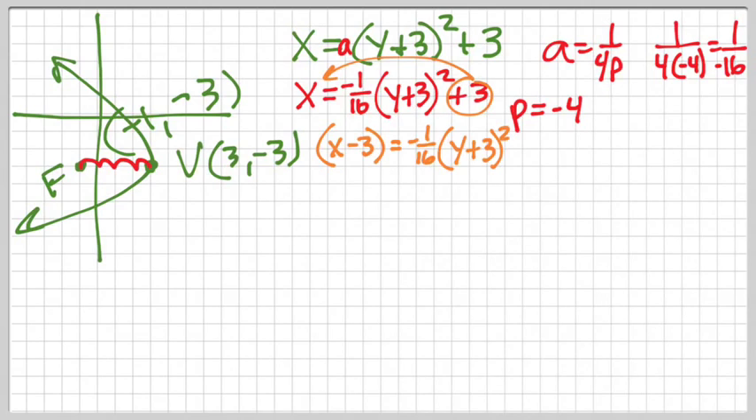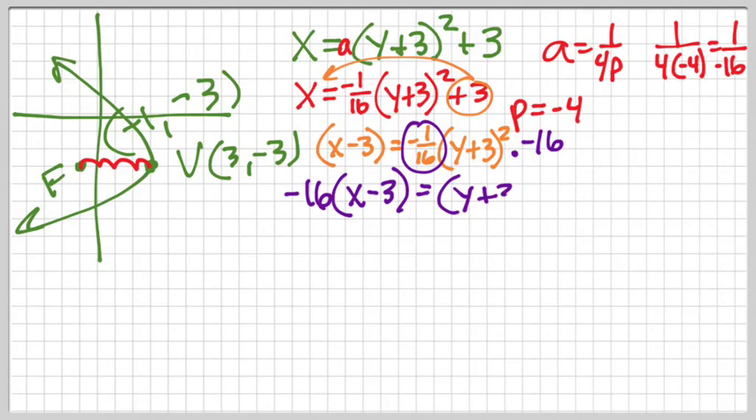Okay, this is the general form for a conic section parabola, but you might also see it where they move a, or the 1 over 4p, in front of this parenthesis. They may move it to the other side, so multiply by the reciprocal. So this would be negative 16 times x minus 3 equals y plus 3 squared. You may see it both ways. Just want to make sure you're aware.